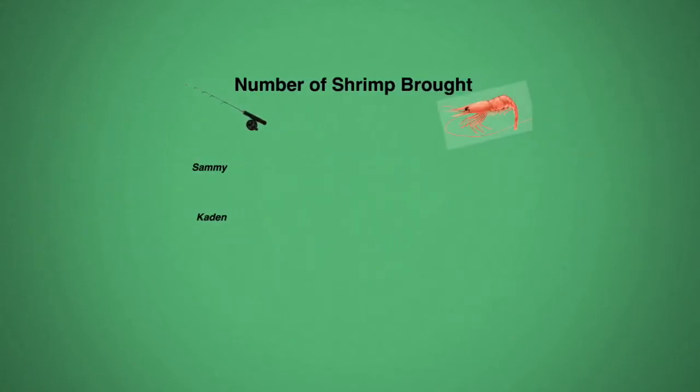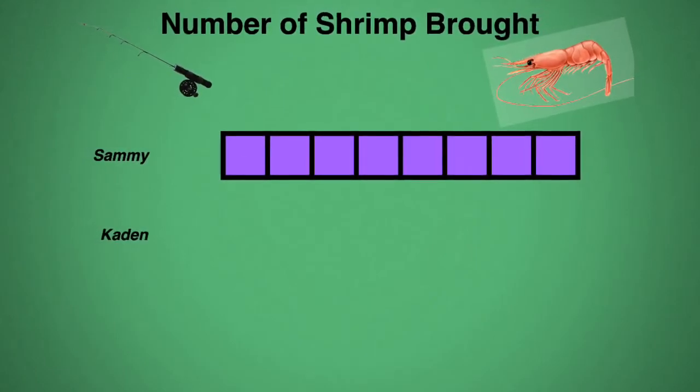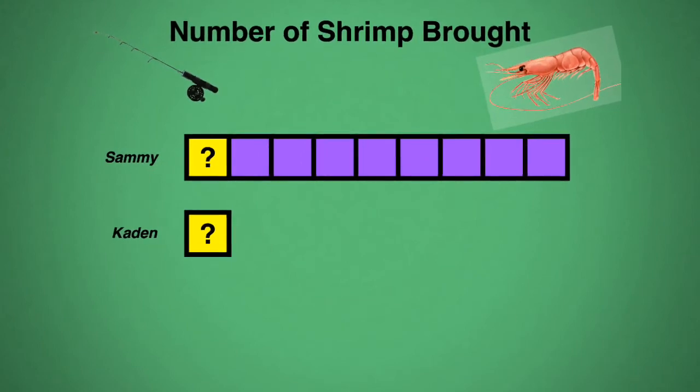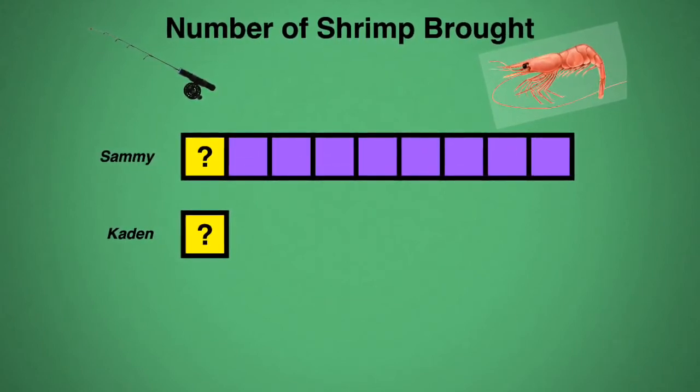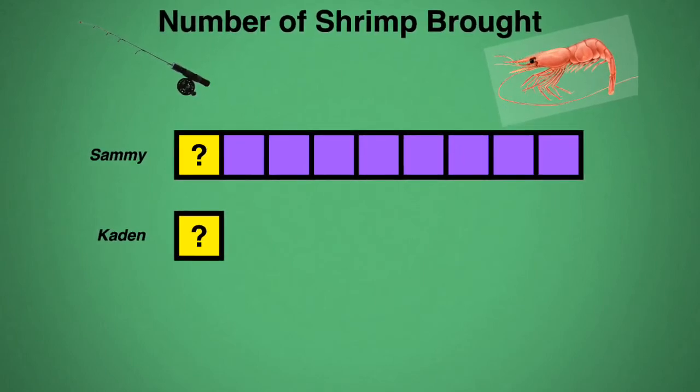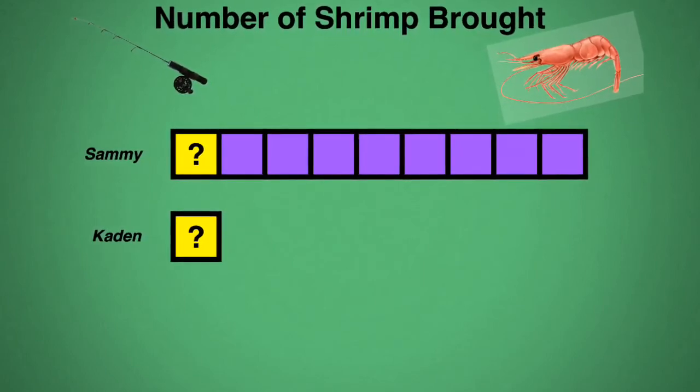Okay, let's visualize all the data we've been given. Here's Sammy and Caden. We're told that Sammy has 8 more shrimp than Caden, so we can give Sammy 8 units. But because we know that Caden has brought at least something, we need to include this unknown piece, because we can see that Sammy here has 8 more than Caden.